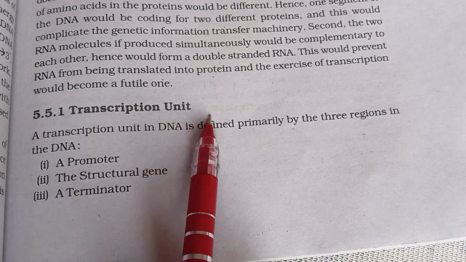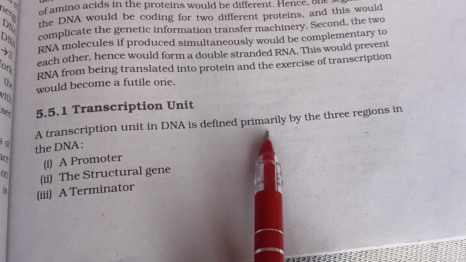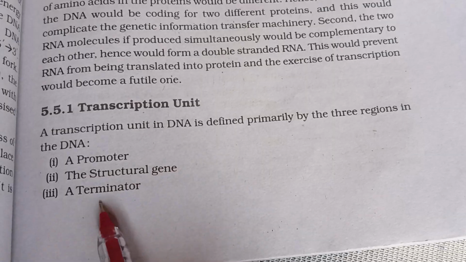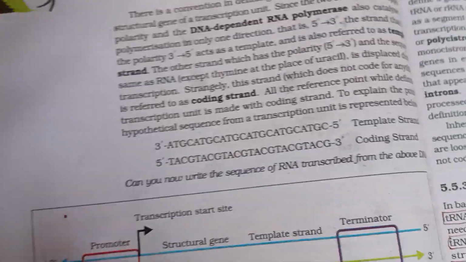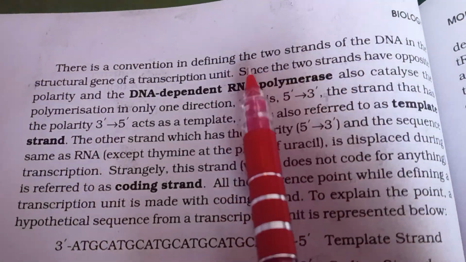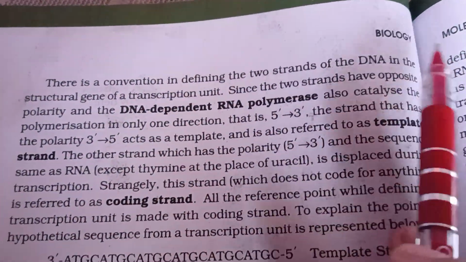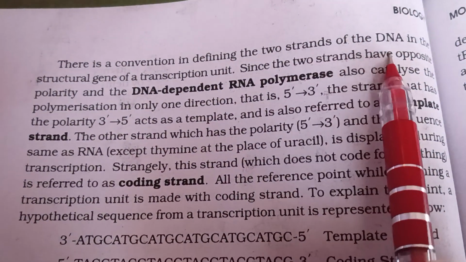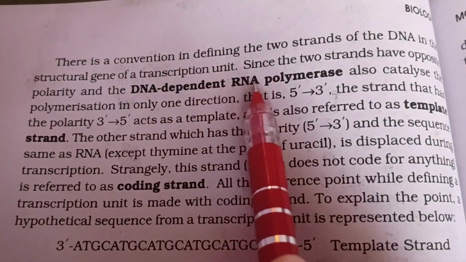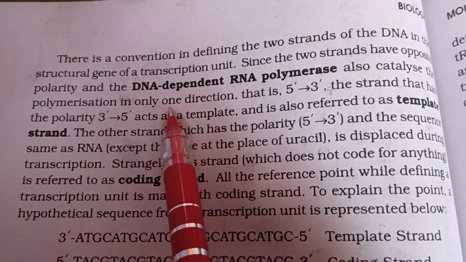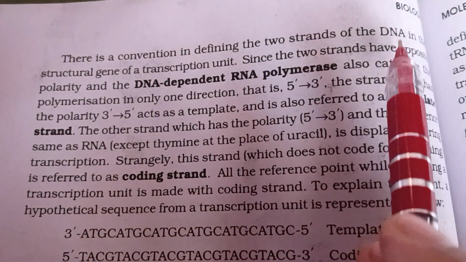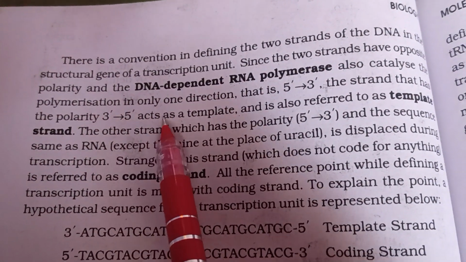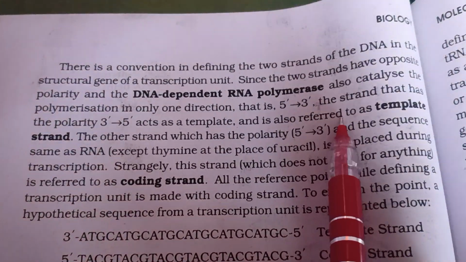Now, transcription unit. A transcription unit in DNA is defined primarily by three regions in the DNA: a promoter, a structural gene, and the terminator. There is a convention in defining the two strands of the DNA in the structural gene of a transcription unit. Since the two strands have opposite polarity and the DNA-dependent DNA polymerase can catalyze the polymerization in only one direction, that is 5' to 3', the strand that has the polarity 3' to 5' acts as a template and is also referred to as the template strand.